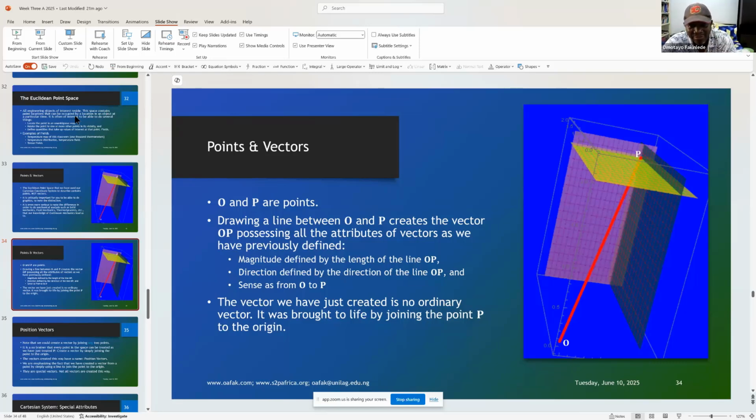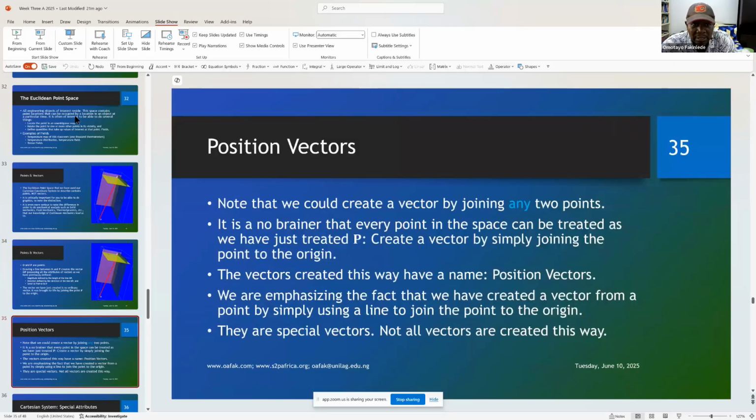It came to life through 2 points. One is the origin, and the other one is an arbitrary point. It is called a position vector.